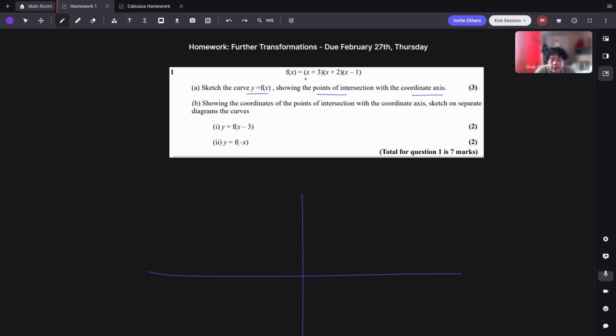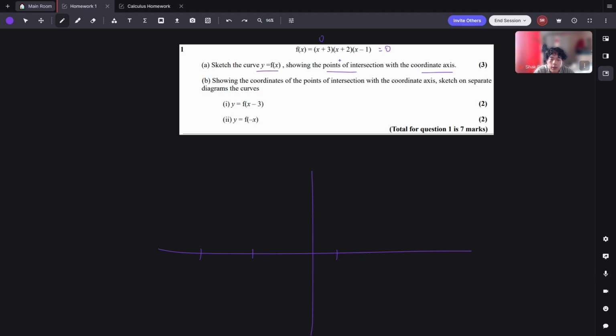It's pretty easy to see where the points of intersection with the coordinate axis are in terms of the x values, because this just equals 0. So when each of them equals 0, anything multiplied by 0 is 0. So the points of intersection are going to be minus 3, minus 2, and 1. So x needs to be minus 3, x needs to be minus 2, and x needs to be 1 in that scenario.